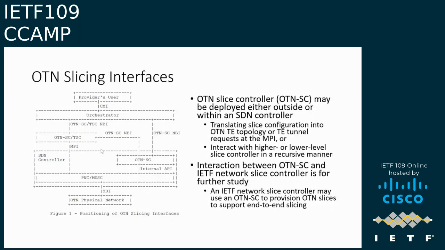Whereas if it's inside an SDN controller, it can use an internal API to talk to a PNC, which is out of scope of this draft. Please note that in this whole picture, we're talking about the request for an OTN slice coming from the user for OTN specific slice requests. The OTN slice could be hierarchical, meaning that one OTN slice controller can talk to yet another OTN slice controller in a recursive manner, using the same interface.